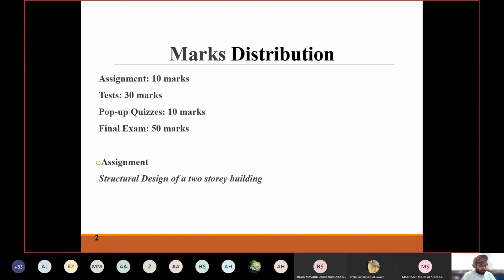Two tests for 15 each, and then a pop-up quiz, which is representing attendance. Instead of taking the attendance regularly, the department has decided to have a quiz to evaluate your attendance. So instead of the student leaving the PC and going somewhere else, we are going to have the quiz at any time in the lecture. So it can be in the first 10 minutes, last 10 minutes, the first half an hour, last half an hour, at any time of the lecture.